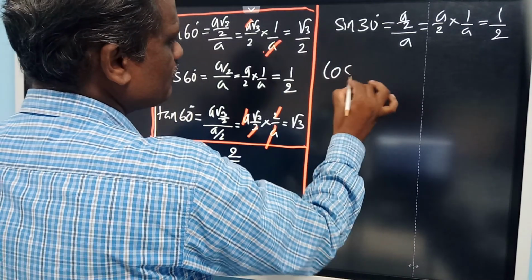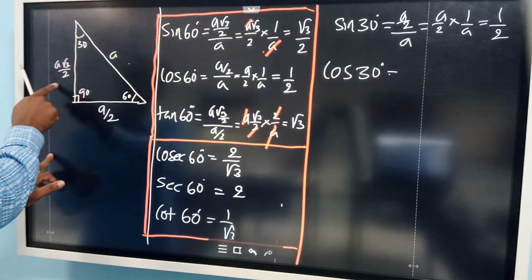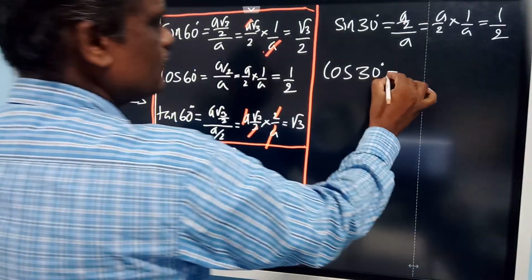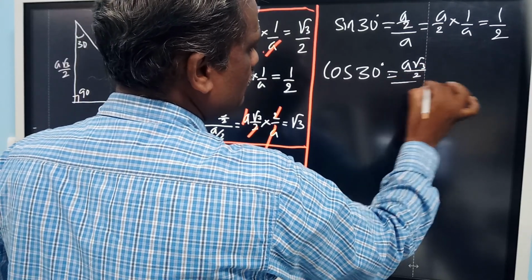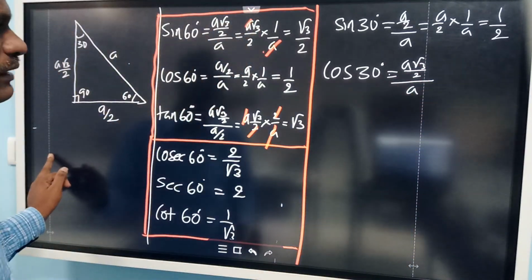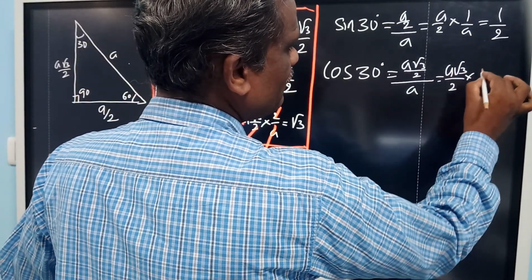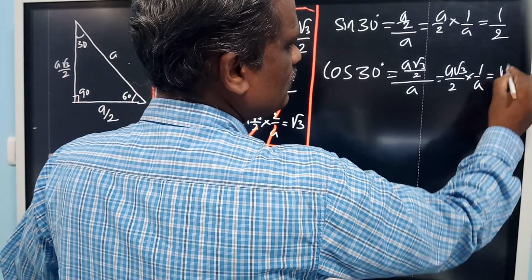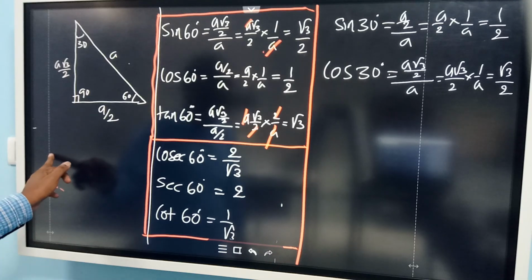Then cos 30. Adjacent side here is A root 3 by 2, hypotenuse A. So that is A root 3 by 2, whole thing divided by hypotenuse A. If you simplify this, A root 3 by 2 into 1 by A. A cancels, you will get root 3 by 2. So cos 30 is root 3 by 2.